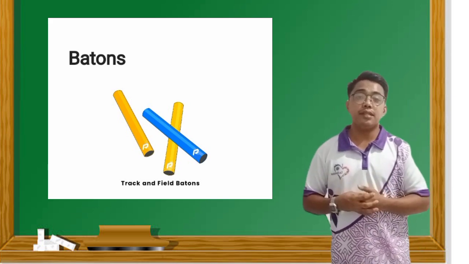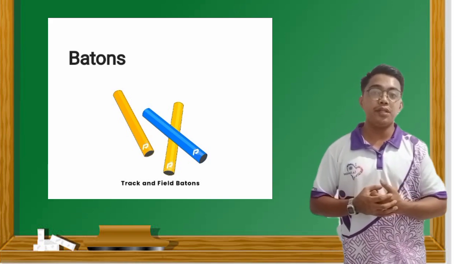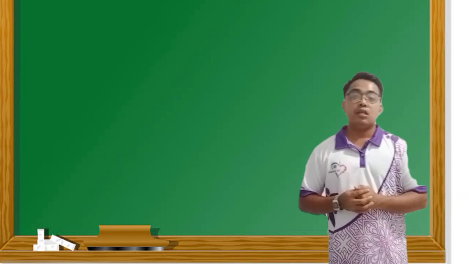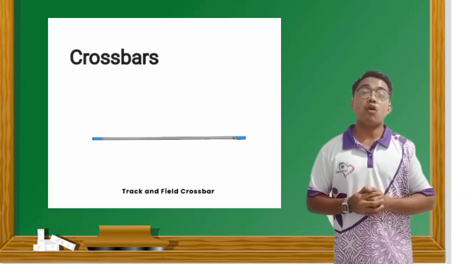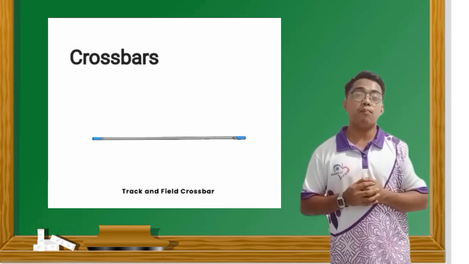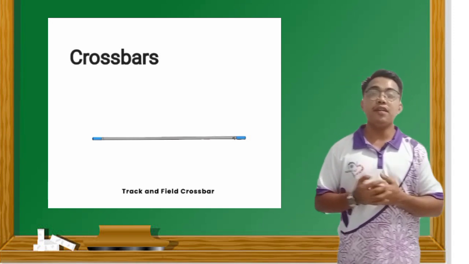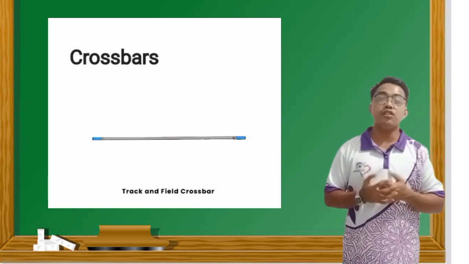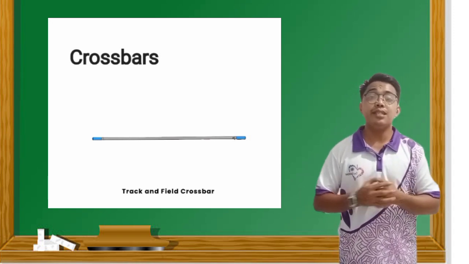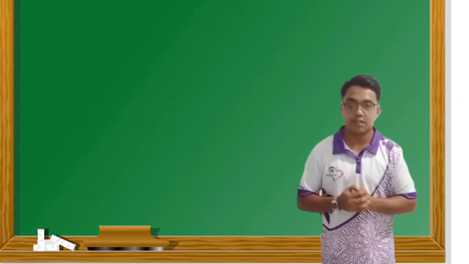For practices, any baton will work, but for races, batons are color-coded per team and have to be made of aluminum. The next one is the crossbar. The crossbar is the horizontal part of the high jump or pole vault that you jump over. The standard crossbar is 13 feet and 1.5 inches long. The high jump has been included in the Olympics since the very first games in 1896.